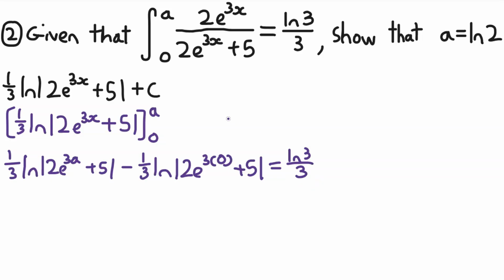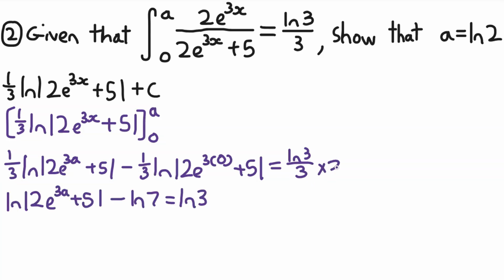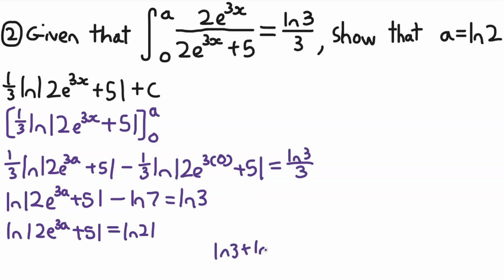Okay, we can do some simplifying here because you can see that we have a denominator of 3 in all of the terms. So we can multiply everything by 3 here like this, and what we can also do is e to the power of 3 times 0 will be e to the power of 0, which is 1, so it's going to be 2 plus 5, which is 7 like this here. So this here will be the natural log of 7. We can move this minus natural log of 7 onto the other side, so it'll be the natural log of 3 plus the natural log of 7.